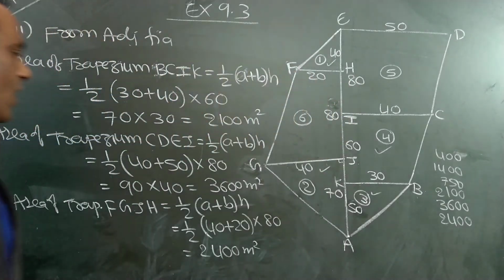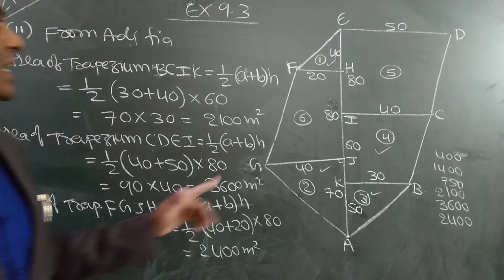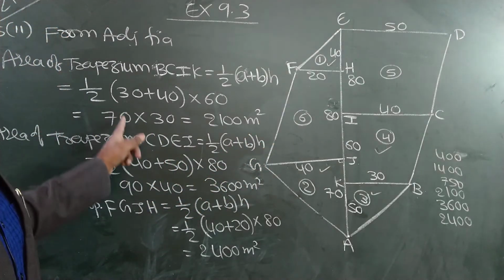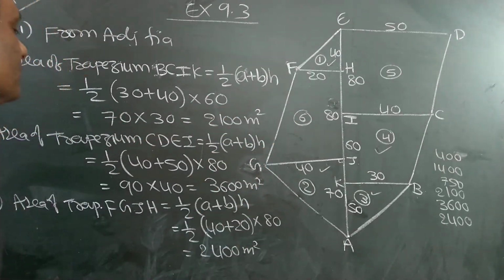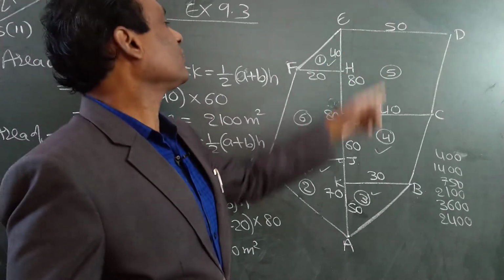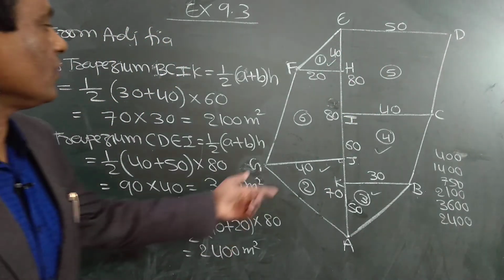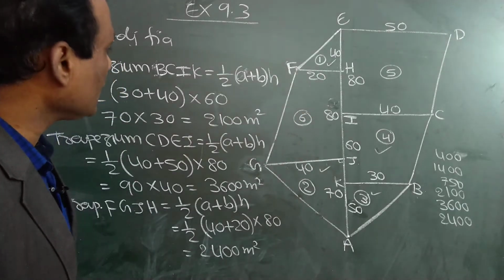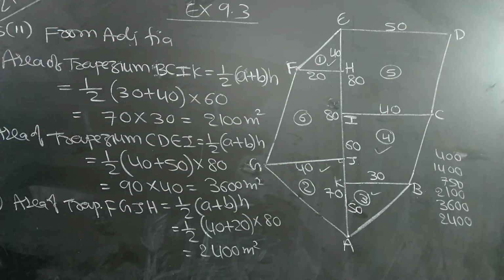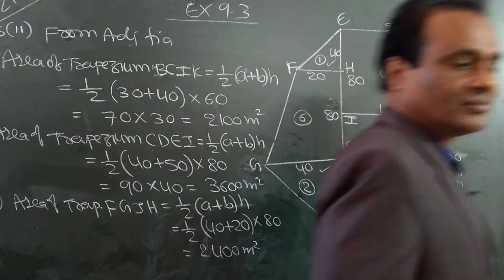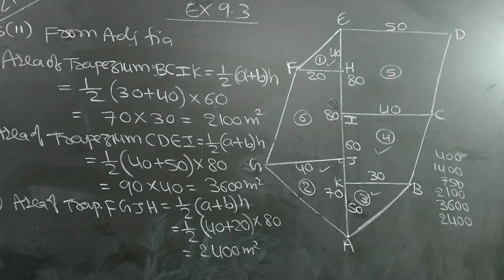Write down this, all three trapezium areas. Half 30 plus 40 into 60, 2100. Half 40 plus 50 into 80, 3600. Half 40 plus 20 into 80, that is 2400. Write down up to here. Fast. Right. Following or not?